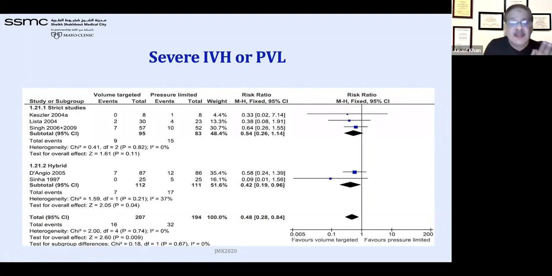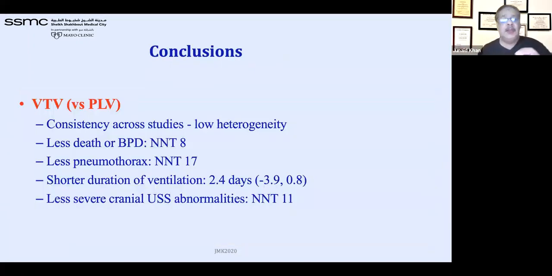So just concentrate on volume targeted. High frequency is another good mode. Vikram, I think, will arrange a talk on high frequency later on, so we will talk about that. But right now I'm giving you the basics of volume targeted ventilation. If you see the conclusion of these studies, VTV, volume target ventilation, is better: less death or BPD, and the number needed to treat is only 8. Less pneumothorax, number needed to treat is 17. Shorter duration of ventilation and less severe cranial ultrasound abnormalities.